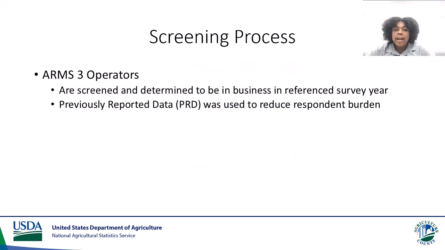the face page and screening supplement of the ARMS 3 questionnaire. Between May and July of the reference survey year, the Integrated Screening Survey, also known as the ISS, was used to determine operators' eligibility for the ARMS 3 sample. NASS used previously reported data, or PRD, for screening in order to reduce respondent burden. PRD can be used if the operator completed a NASS survey between December of the previous reference survey year and June of the reference survey year.